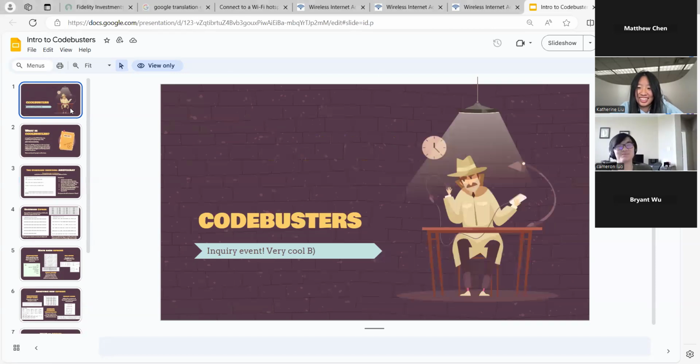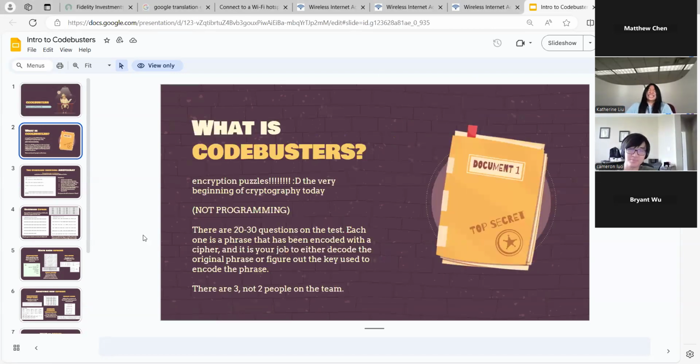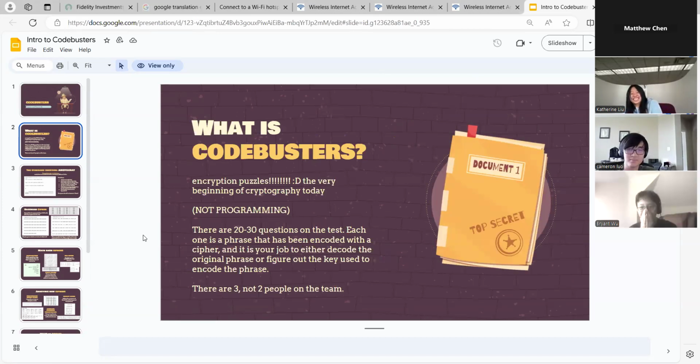Okay. Codebusters. What is Codebusters? Despite the word code in its name, it is not programming. It's cryptography, and each test is like 20, 30 questions, and each one is a phrase that has been encoded with a cipher, and you have to either decode it or encode it to figure out the original phrase. This is one of the events with three people on the team, which is why there's three of us here.